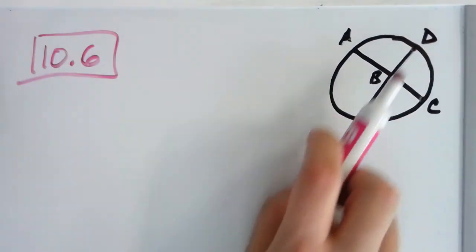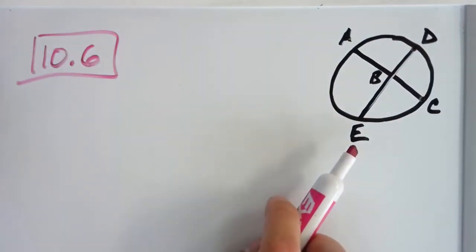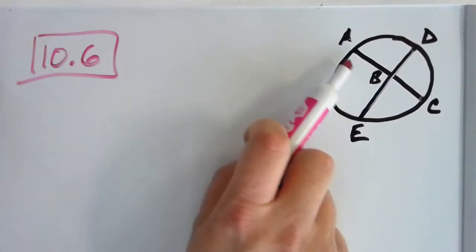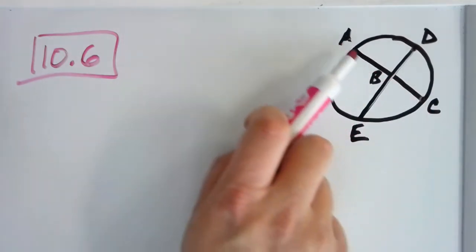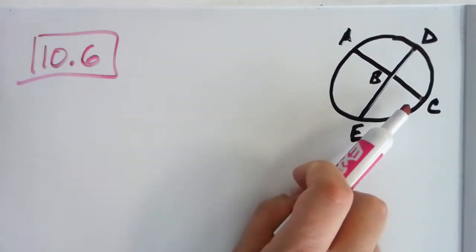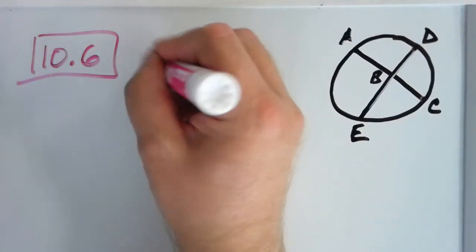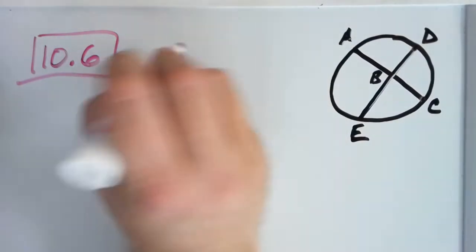Again, the letters will be different on your chapter 10 test. What's going to be more important is identifying which pieces are which. So let me start with the first chord here. It doesn't matter which one's the first chord, but let me start with chord AC here. The pieces of AC are AB and BC.